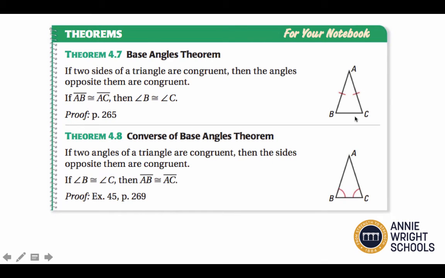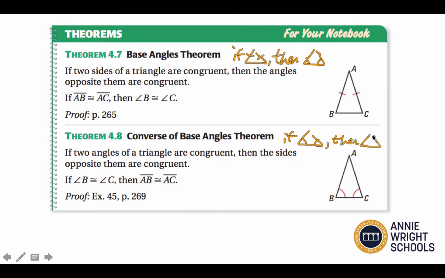We've already proved these two theorems in class. Remember the base angle theorems, I call the isosceles triangle theorem. You will probably write if sides congruent, then angles congruent. I think that's really the best way to write that theorem. The converse, if angles congruent, then sides.